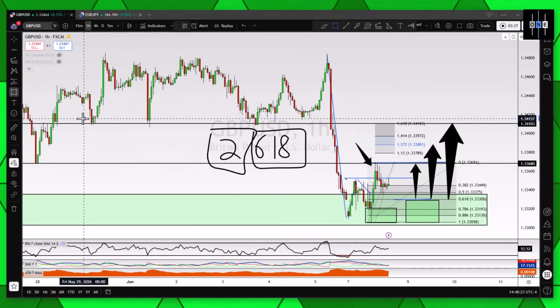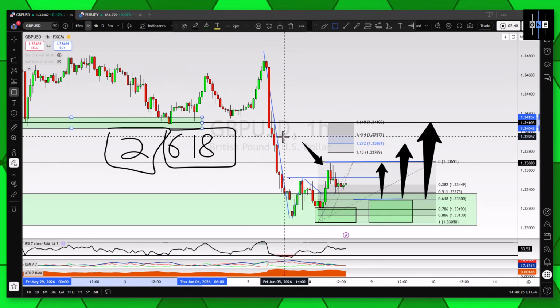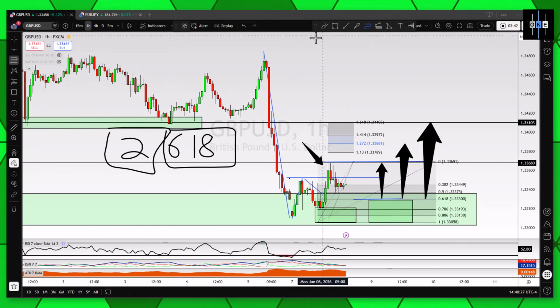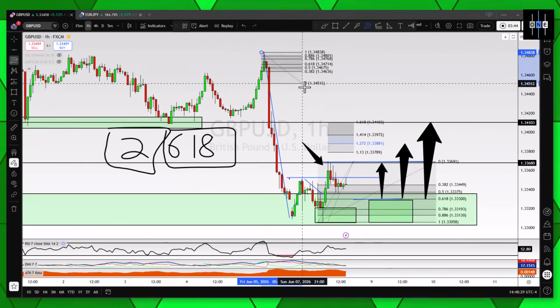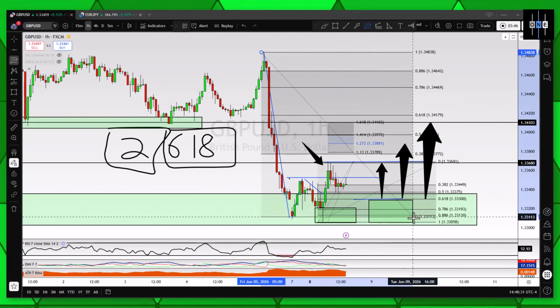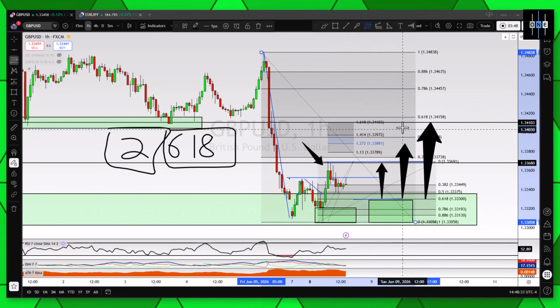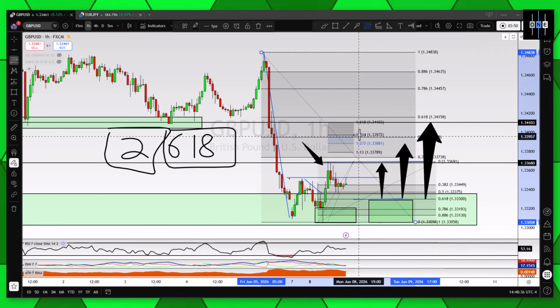Looking left, structure leaves clues right inside here. And it looks like a 618 Fibonacci retracement as well. Let me just see this right here. Swing low to swing high Fibonacci retracement. Ooh, right below that level as well. So a pretty decent level.